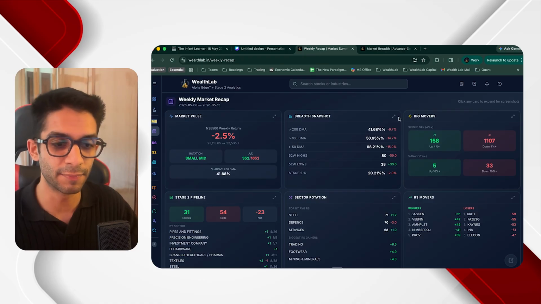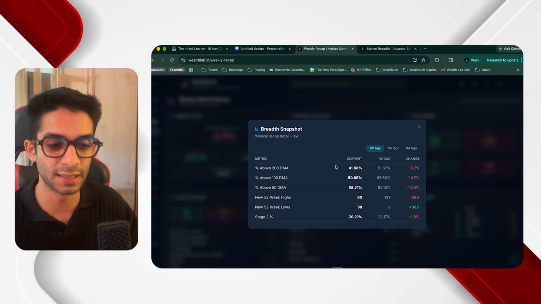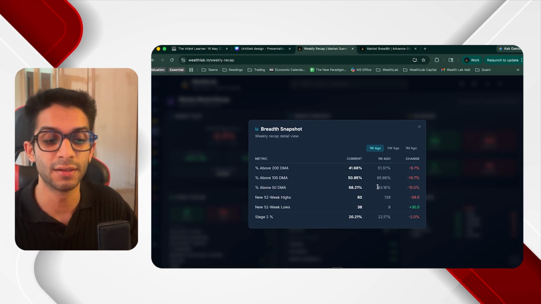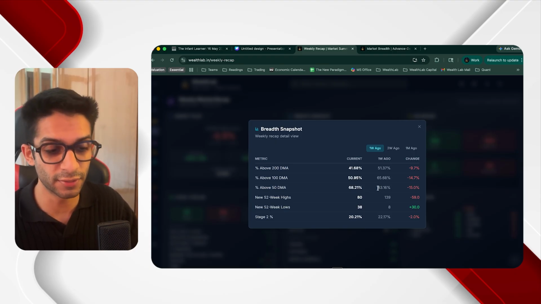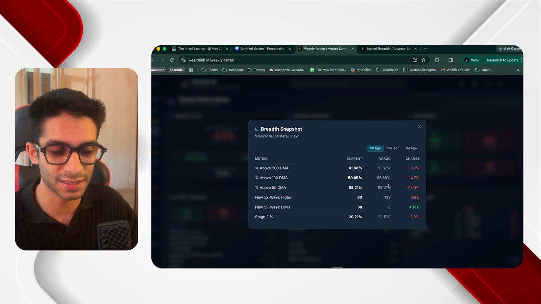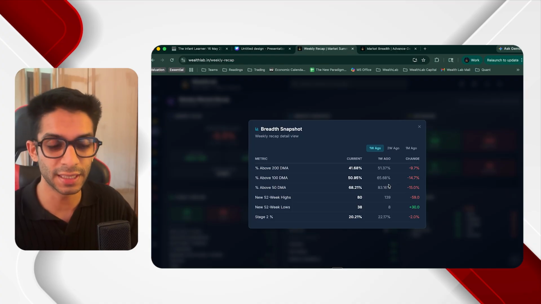Then we will see the breadth snapshot, that is the amount of stocks that are above their 200-day moving average, 100-day moving average and 50-day moving average. Until last week, we had 83% Indian equities that were trading above their 50-day moving average. That is more than 4/5 of the market. More than 4 stocks out of every 5 stocks were trading above their 50-day, and this was a very bullish sign, but bullish so much that it cannot be sustained.